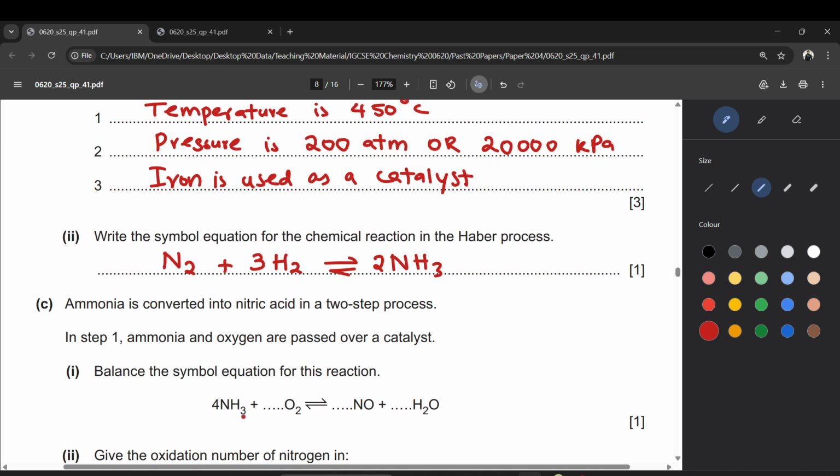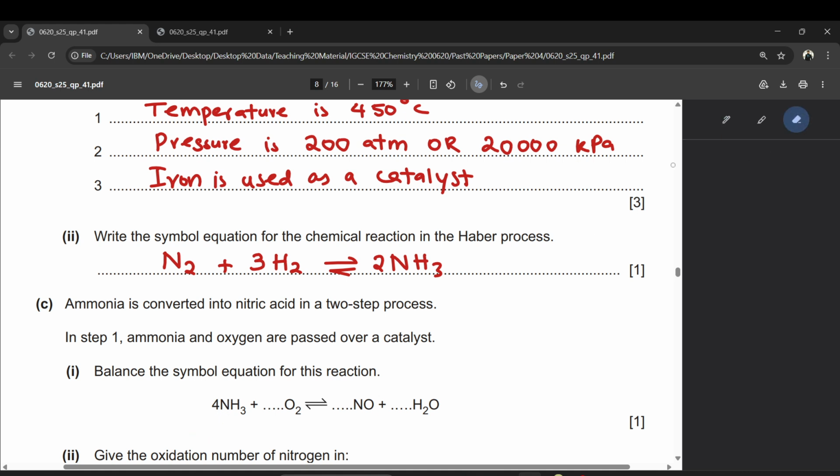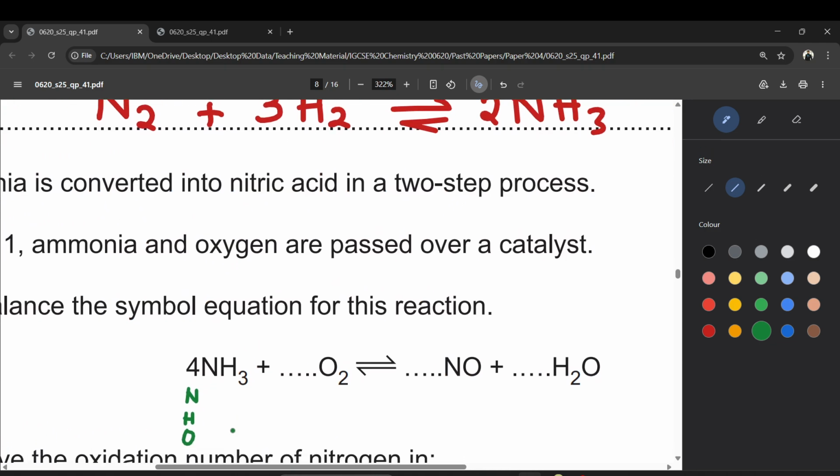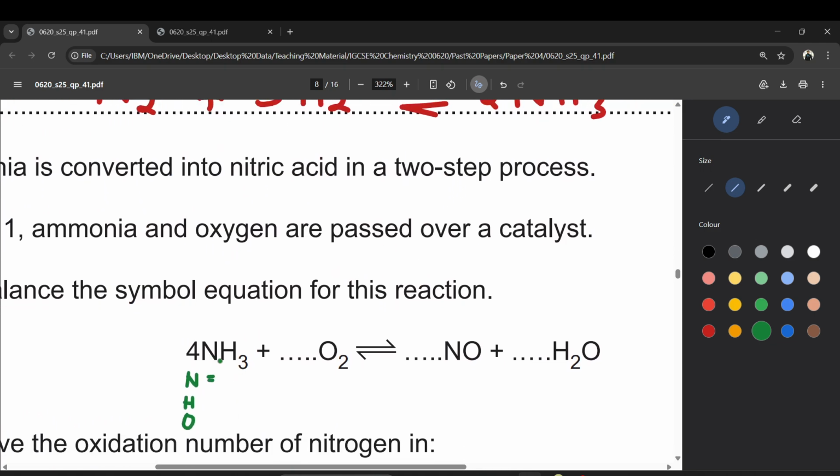Okay, so let's see. We have 4 nitrogen on the left hand side. Let me write this down. Nitrogen is 4, hydrogen, let me reduce the thickness of the pen so we can fit all three elements. So this is nitrogen, this is hydrogen, and this is oxygen. Let me zoom it in. Now we have 4 nitrogen, we have 3 hydrogen, and we have 2 oxygen. Sorry, my bad. 4 times 3, that would be 12 hydrogen.